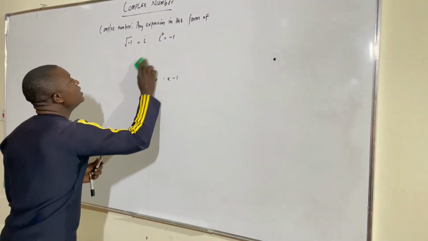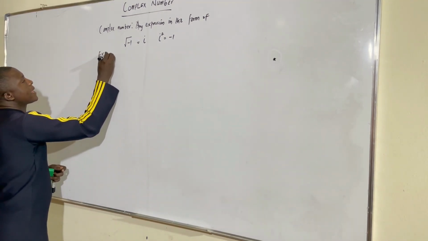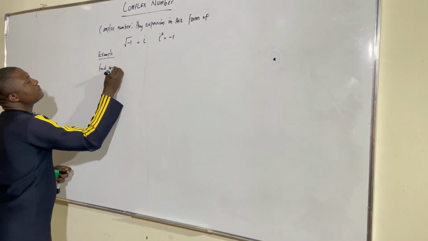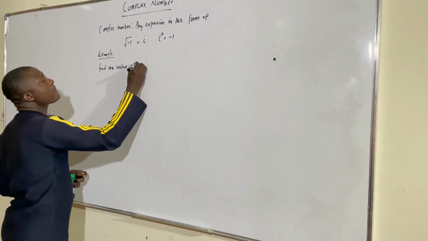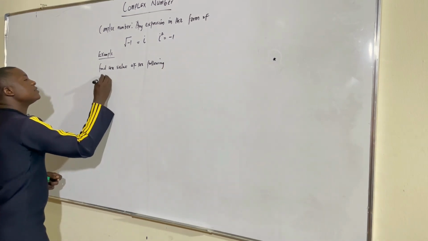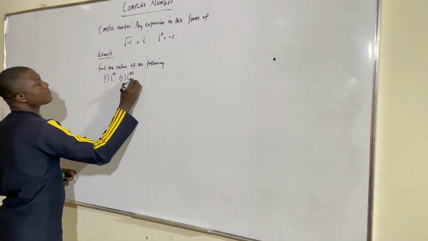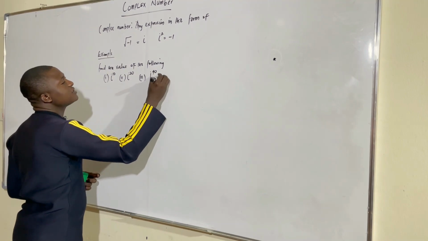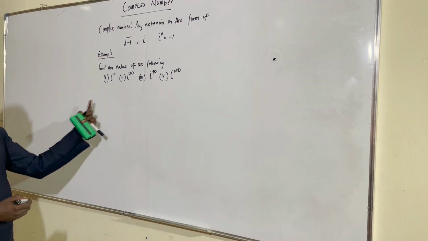Let's say, for example, maybe I was asked to find, maybe they said, find the value of the following. Find the value or evaluate the value. Find the value of the following. First one, we have i^10, i^20. Maybe they said, let's add more. Maybe they said i^40, maybe i^100. Anyhow, we bring it. So now let's evaluate all this.